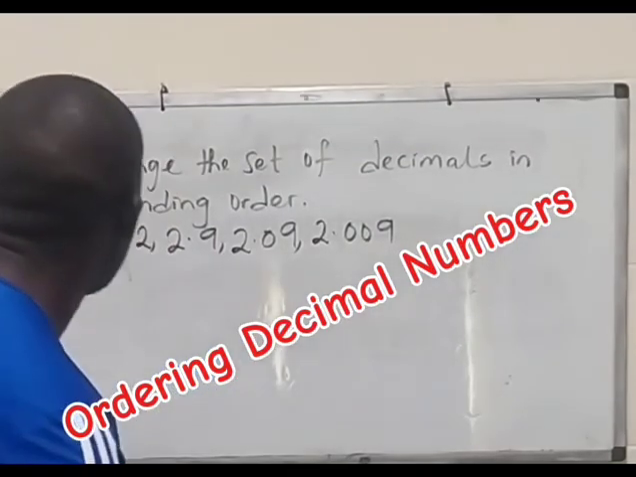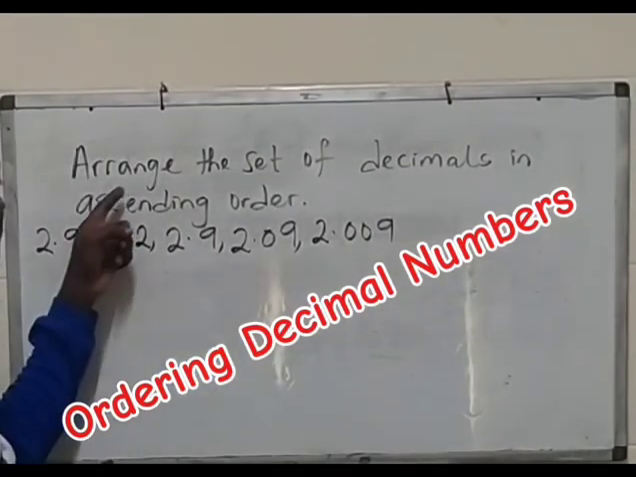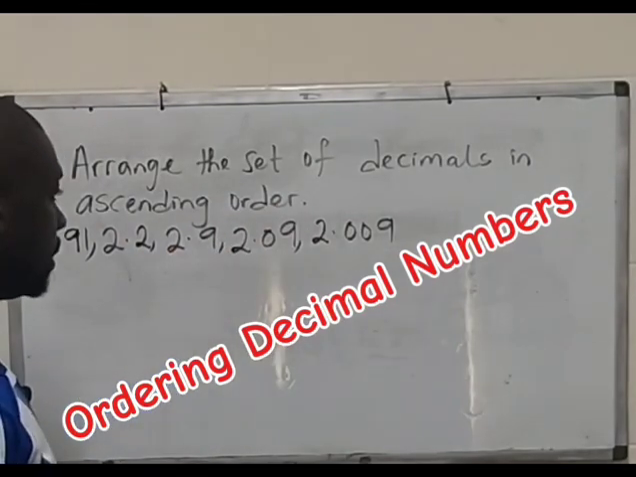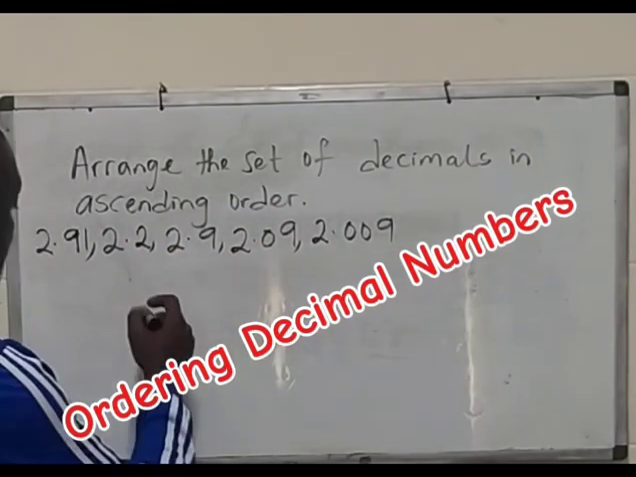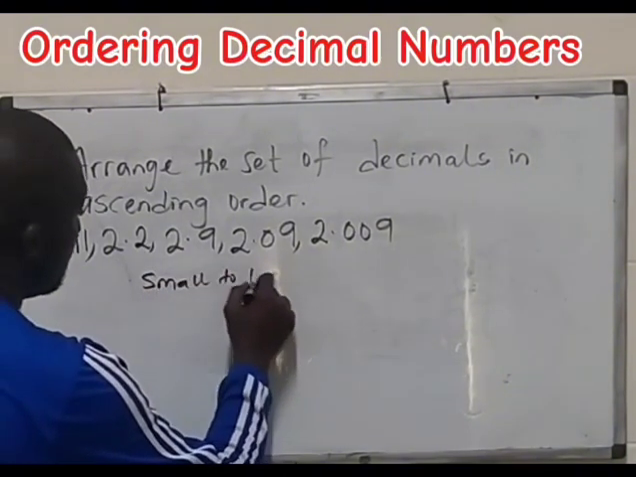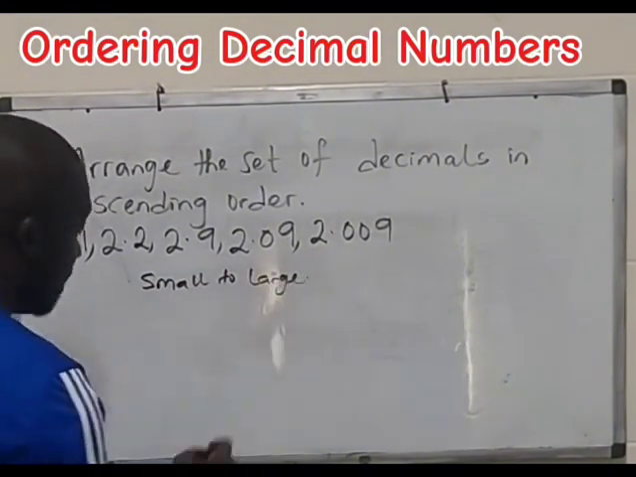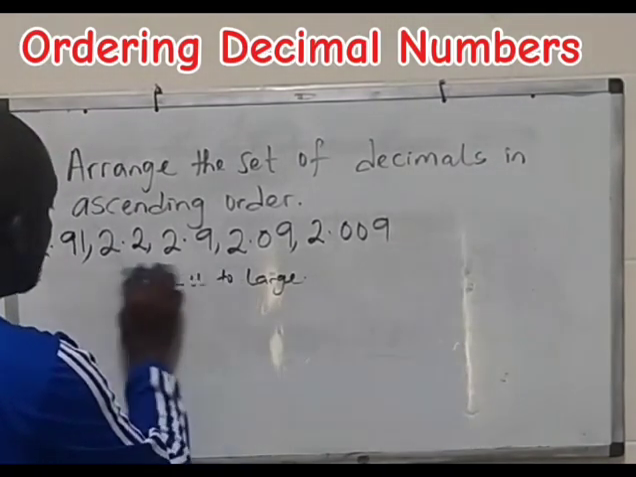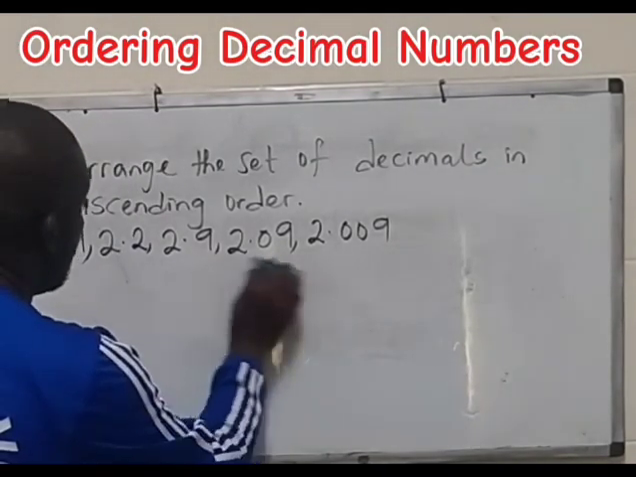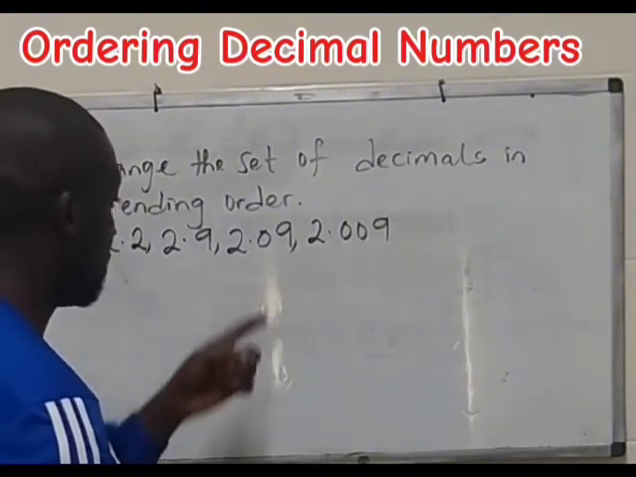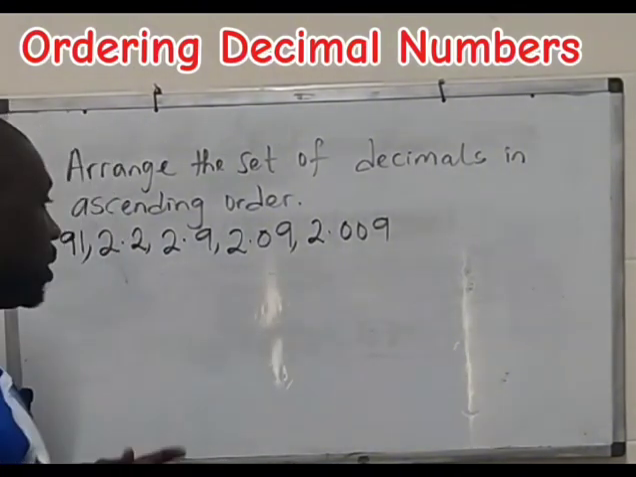Teacher Math Science, and before us we have been asked to arrange the set of decimals in ascending order. Alright, ascending order means what? From small to large. In my previous videos I did arranging a set of numbers in ascending and descending orders, but that was just whole numbers. It wasn't decimals. Now we are treating decimals.